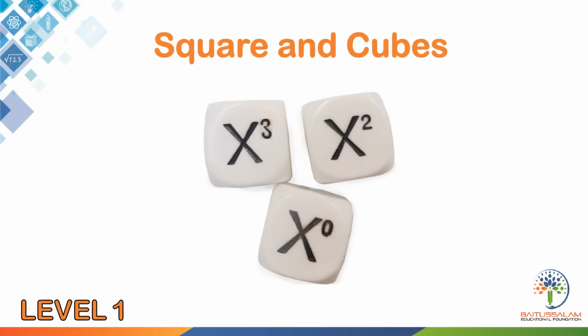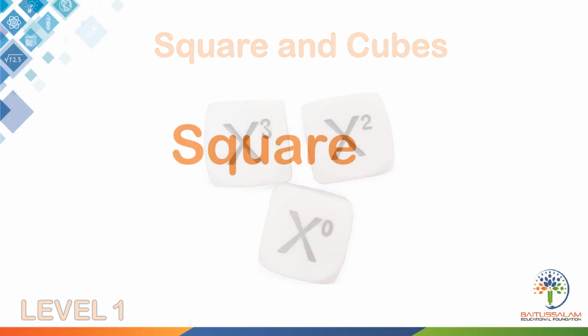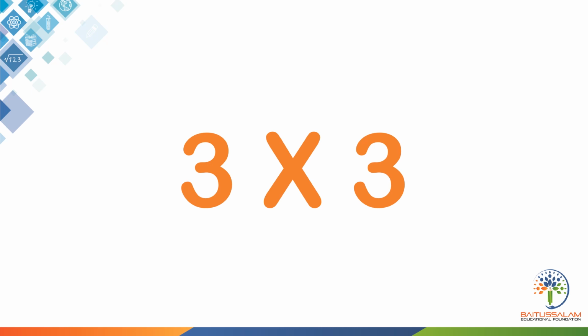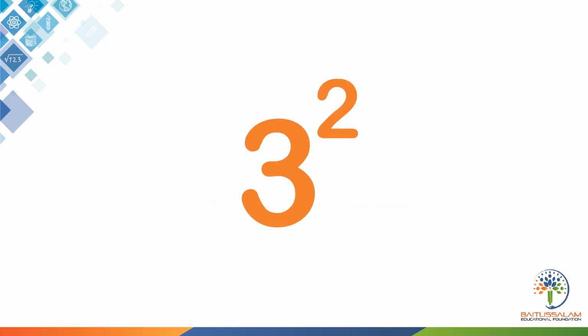Squares and cubes. Level 1. A number multiplied by itself is called the square of the number. For example, 3 squared is 3 multiplied by 3. It is written in index notation.